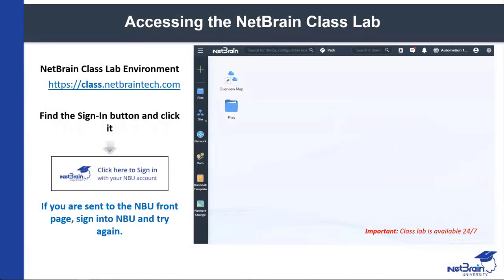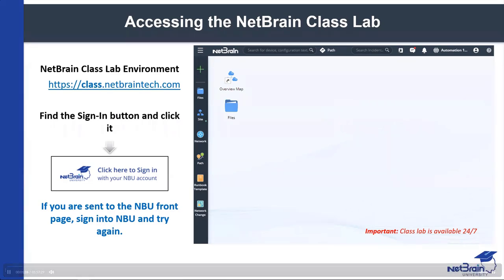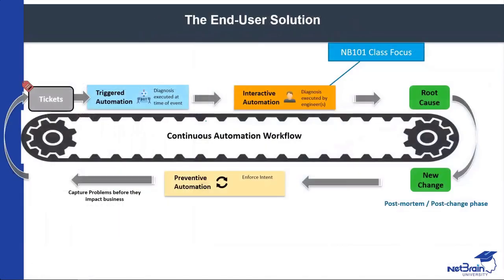The class lab environment is still very much available, and there is a workbook for this class, which can be accessed either through the files section in the class lab or in the class listing in NetBrain University. I am operating on the assumption that everyone here has attended NetBrain 101, so I'm going to assume you all know how to access the class lab. If anyone is having problems or needs a reminder, just let me know after class and we will absolutely go through that.